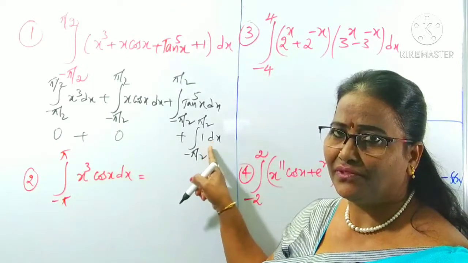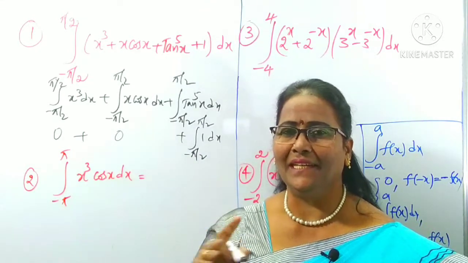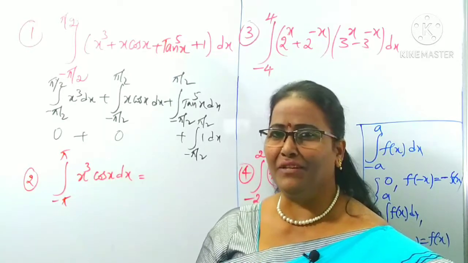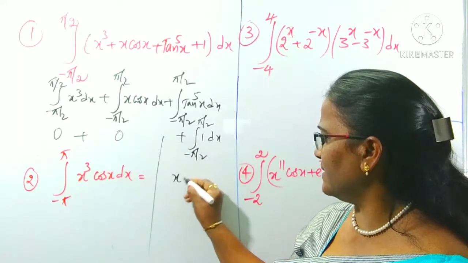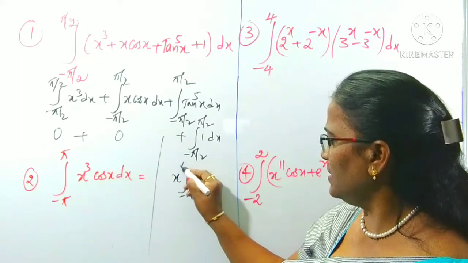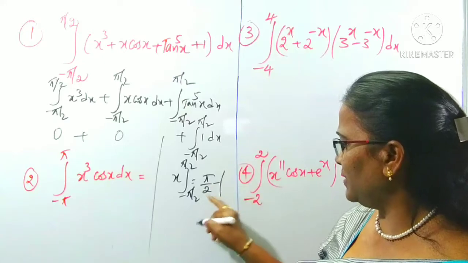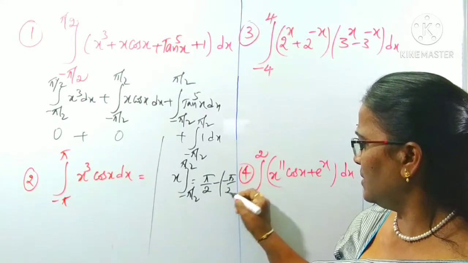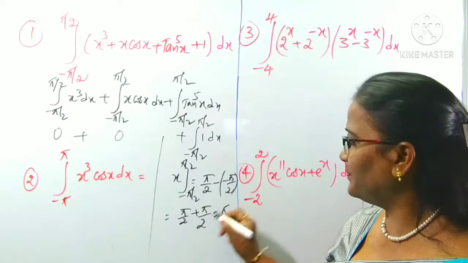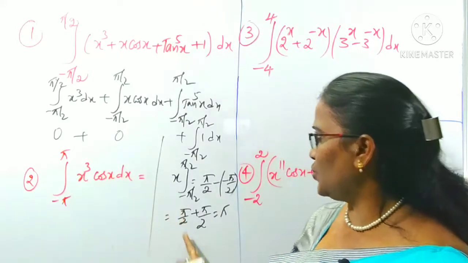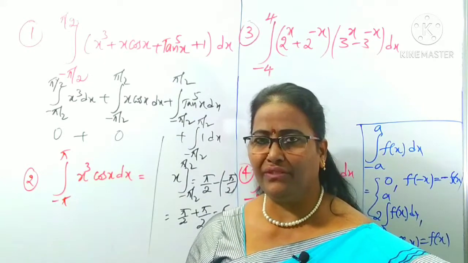Now we only need to find the integral of 1 within the limits minus pi by 2 to plus pi by 2. Tell me what this is. The integral of 1 is x, with limits from minus pi by 2 to plus pi by 2. Right? Apply the upper limit pi by 2, and the lower limit minus pi by 2. Pi by 2 plus pi by 2 is pi. Clear? This is the solution for this first bit. Here, what did I use? The odd function, even function concept, right?